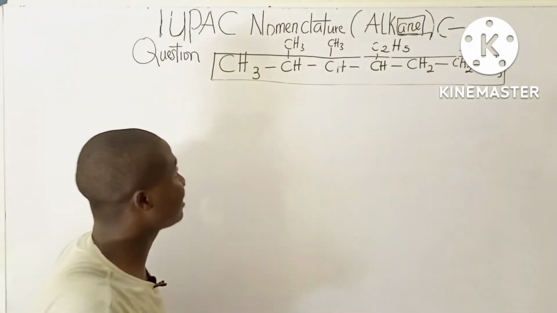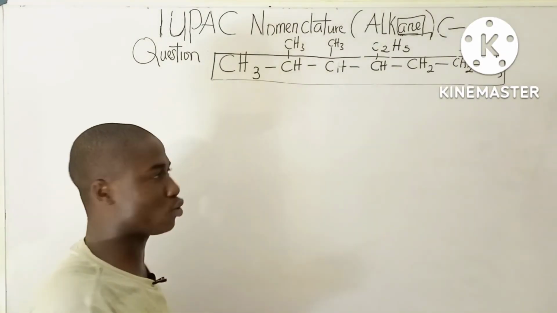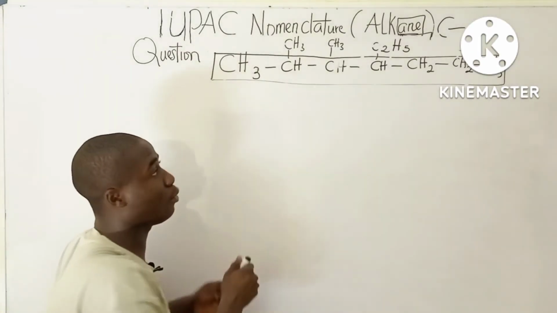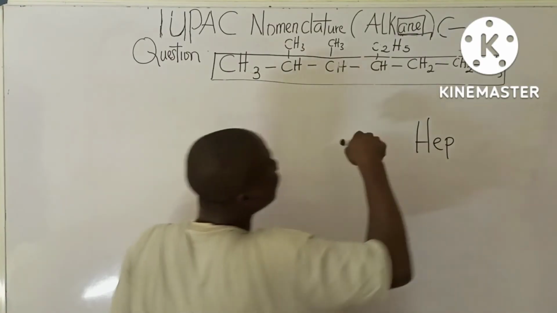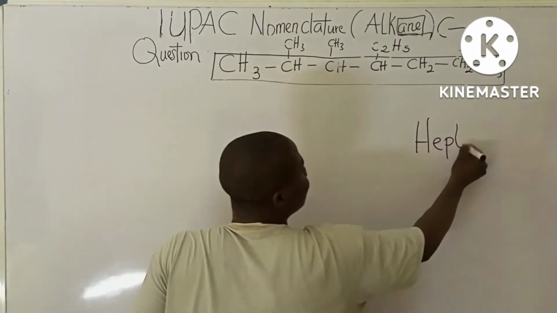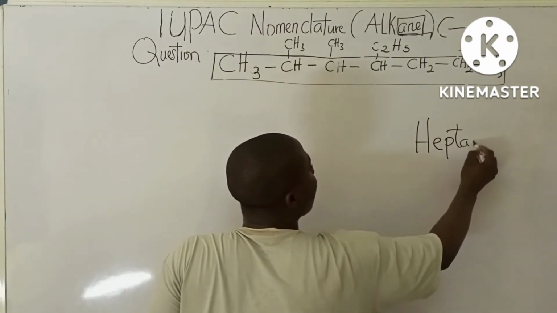So after doing that, we are to name the longest continuous chain. Since we have 7 carbons, the name of the compound becomes hept. And since the compound is an alkane, it becomes heptane.